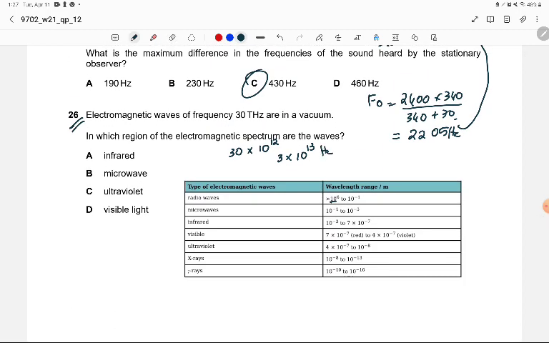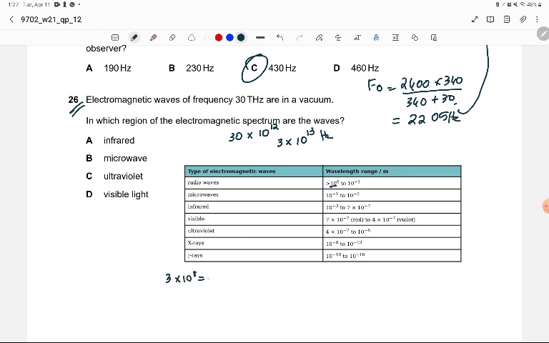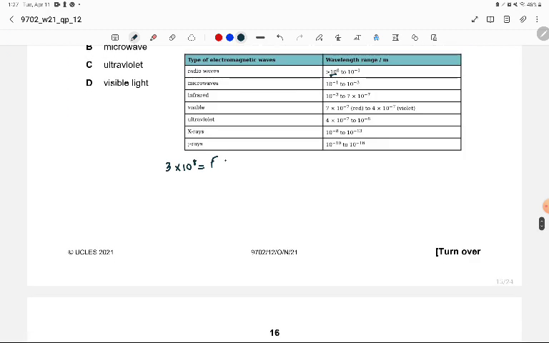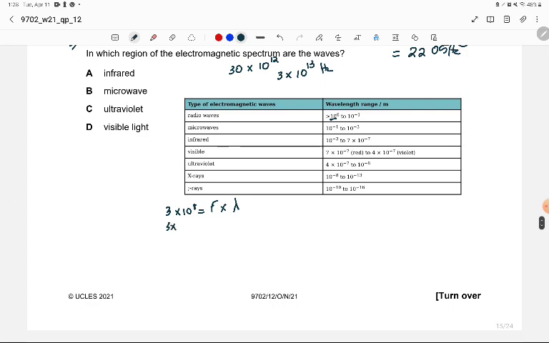So let's see. 3 into 10 raised to power 8 meter per second is equal to frequency into lambda. So frequency into lambda, and the frequency is actually 3 into 10 raised to power 13, and lambda should be equal to, just give me a minute, I have to arrange my calculator. It was already with me, but now I have moved to a different position. It is more lively because you can hear all the sounds and everything else. Anyways, 3 into 10 raised to power 8, this is then divided by brackets 3 into 10 raised to power 13, and approximately it gives me a value of 1 into 10 raised to power minus 5.